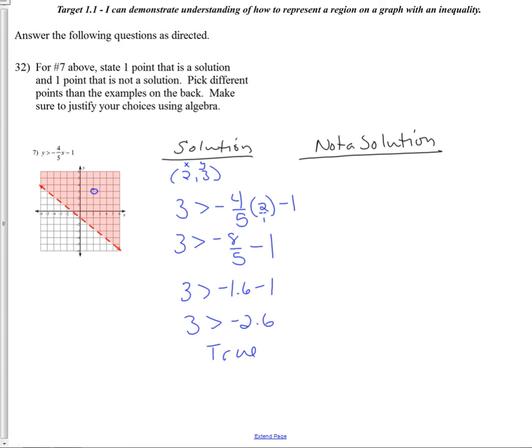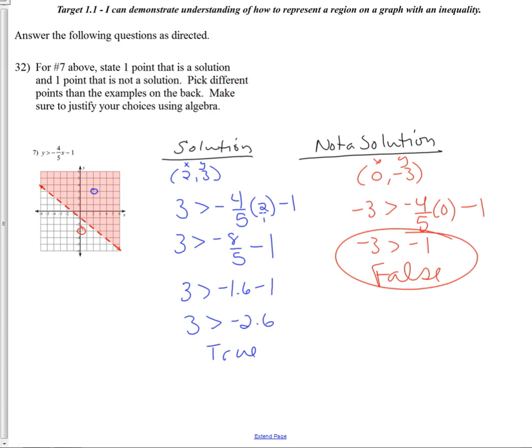Now pick one that is not a solution, outside the shaded area. How about (0, -3)? This is an x and a y again. So negative 3 is larger than negative 4/5 times 0 minus 1. 4/5 times 0 is just 0. And I have negative 3 is bigger than negative 1. And that is false. And that's what we wanted because it is not a solution.